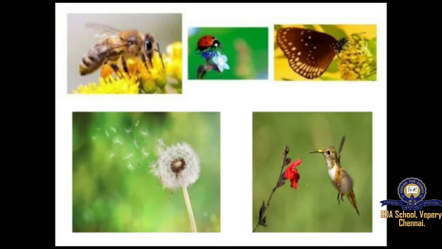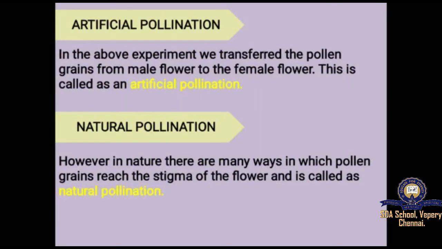Bees, butterflies and a variety of birds hover around flowers. They help to carry pollen grains from one flower to another. Pollen grains can stick to their legs, wings or abdomen when they move from one flower to another. So this is natural pollination, whereas in artificial pollination, we transfer the pollen grains from the male flower to the female flower.